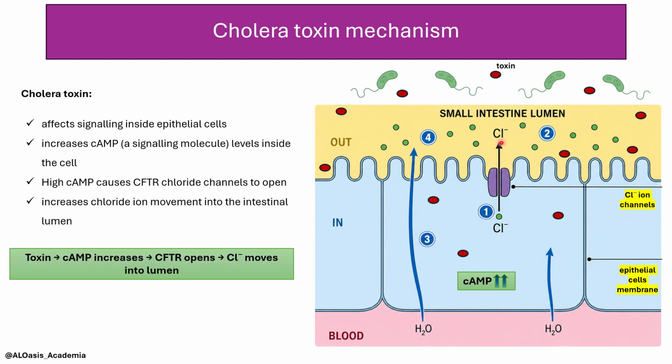And this is going to be followed by what? This is going to be followed by water, because increasing the chloride ions within the intestinal lumen induces water movement from the blood or tissue fluid space through the cell into the small intestine. You need to remember this sequence of events. The toxin increases cAMP levels, cAMP makes CFTR openings more frequent and longer, and this results in an increase in chloride ion movement into the lumen.